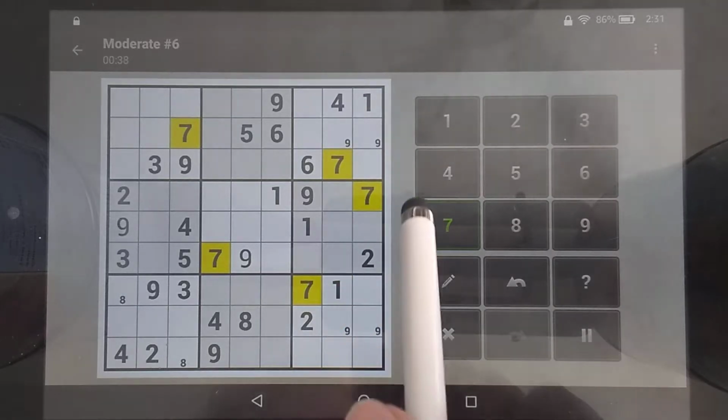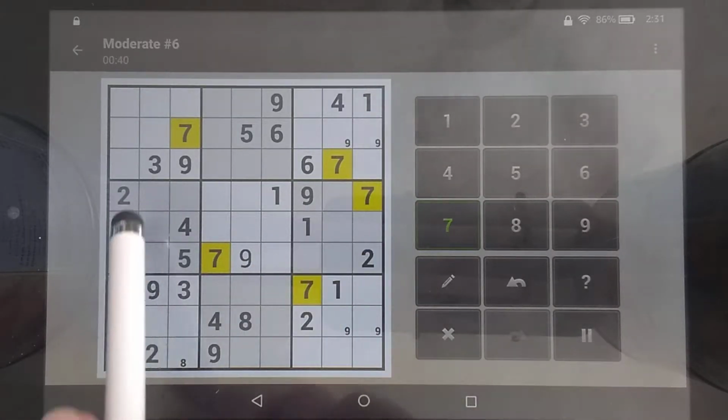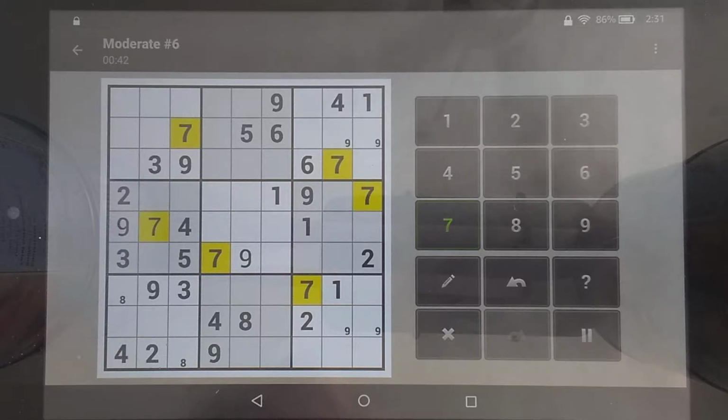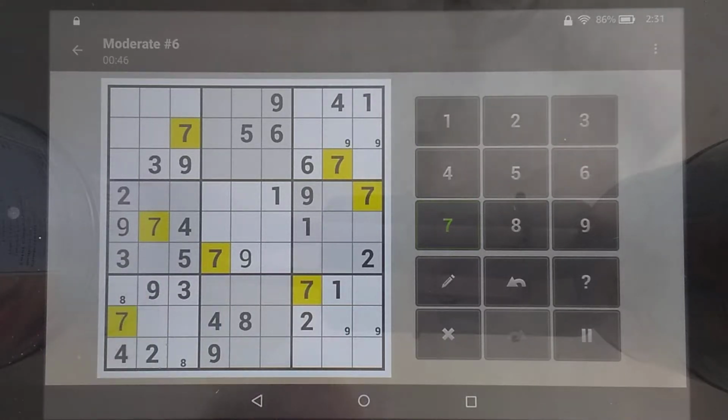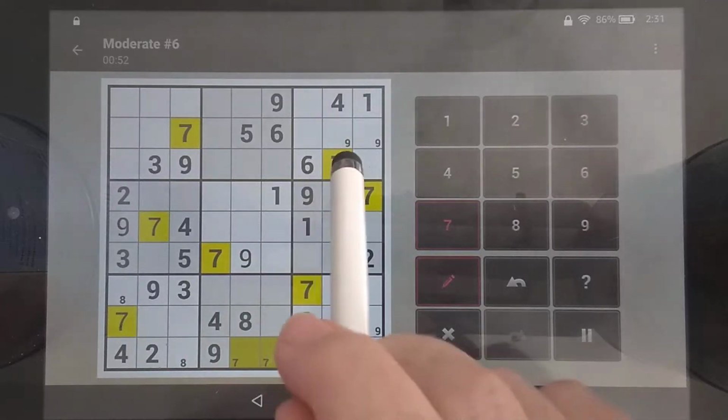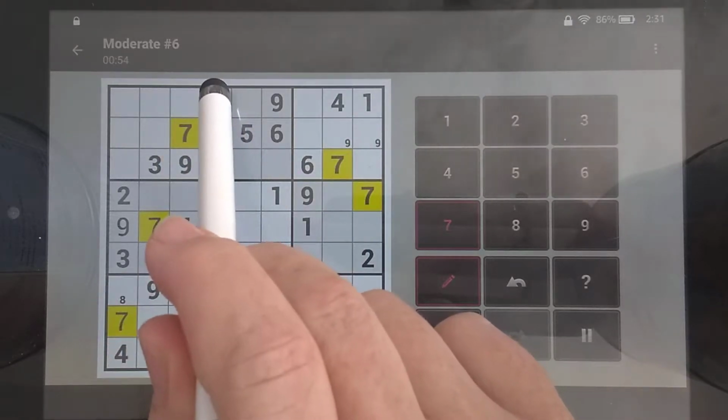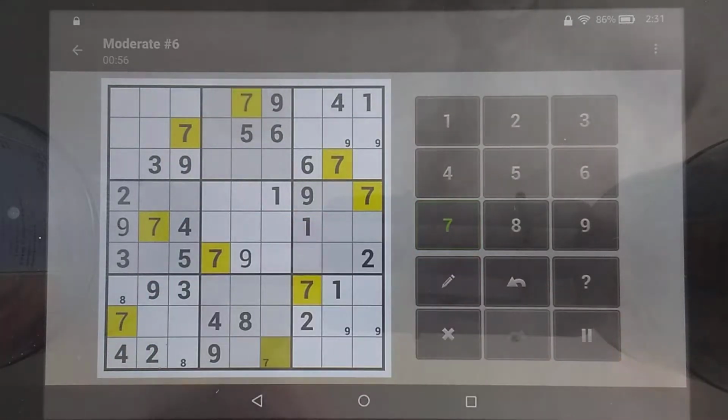On to the 7s. These 2 rows are blocked, so that 7 has to be there. These 2 columns are blocked, as is this row, so that 7 has to be there. These 2 rows are blocked, so this 7 has to be in one of those 2. These 2 rows are blocked, and this column is blocked, so that 7 has to be there, and now that knocked that out, so that 7 has to be there.